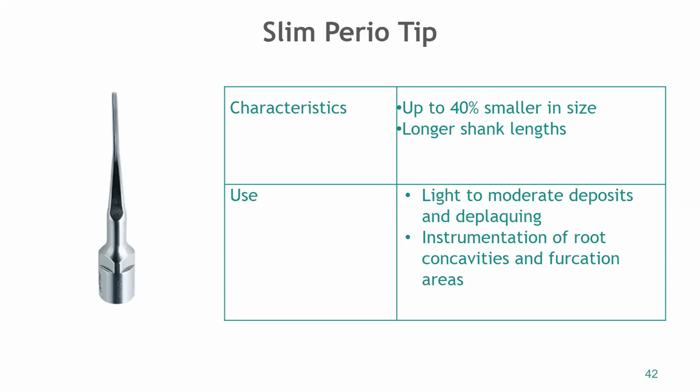And then our slim perio tip, again, this is a piezo tip example over here on the left, but these are the ones that are going to be about 40% smaller in size. We're going to have longer shank lengths. This is going to be for light to moderate deposits and deplaquing, instrumentation of root concavities and furcation areas.